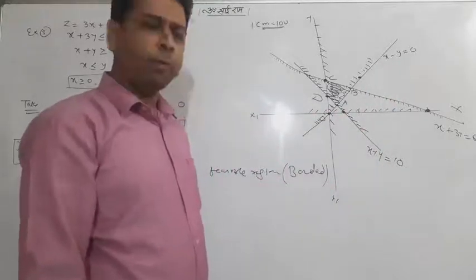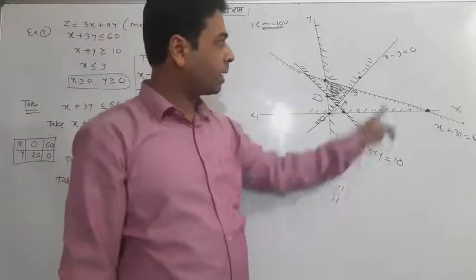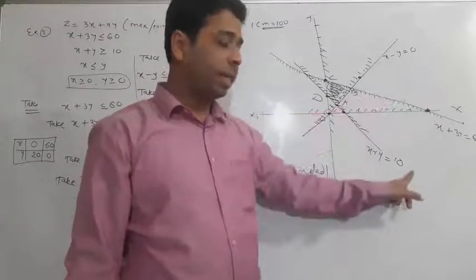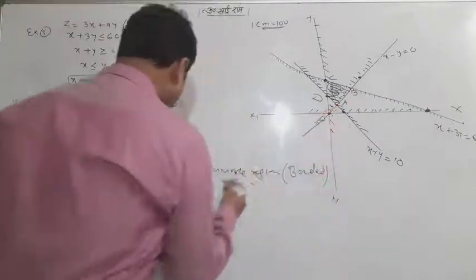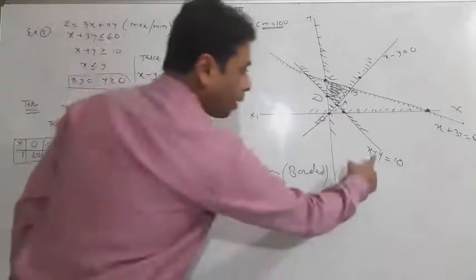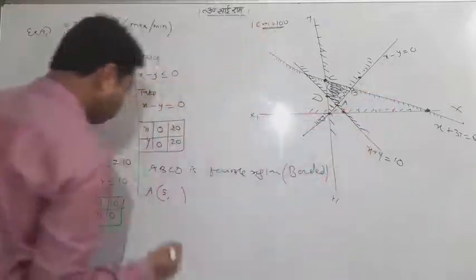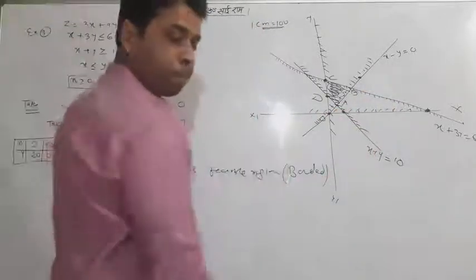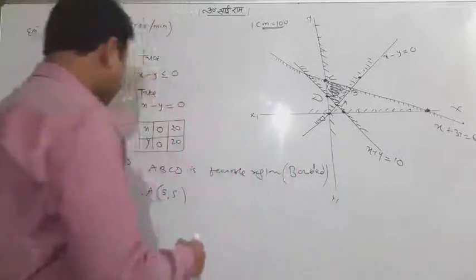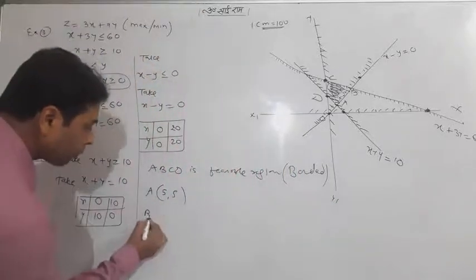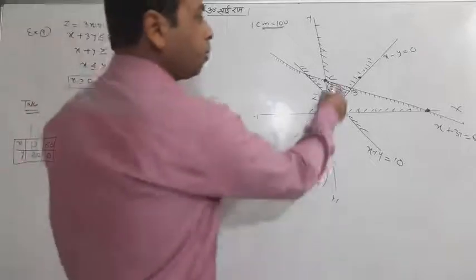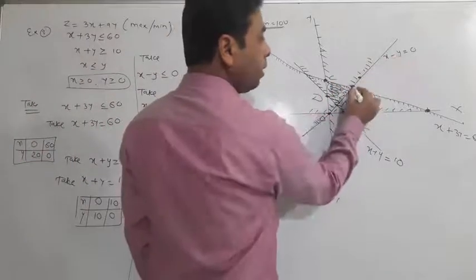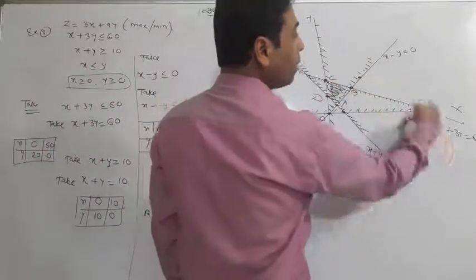You can solve very easily: y and y cancel, 2x equal to 10, so x equal to 5. Put x equal to 5 here, so y will also be 5. So (5, 5) is your A. Now A is done. B, what is B? B is the intersection point of these two lines, so we will solve these two equations.